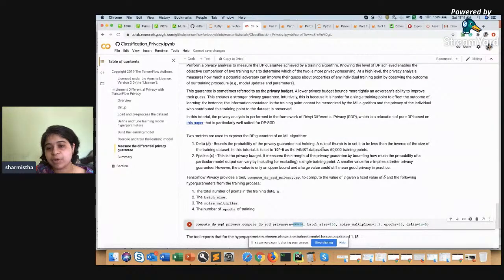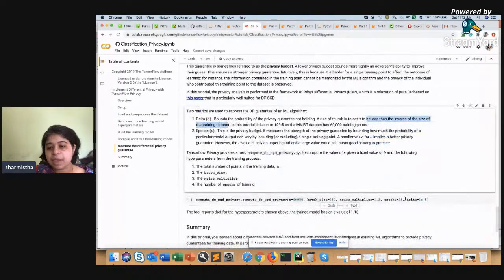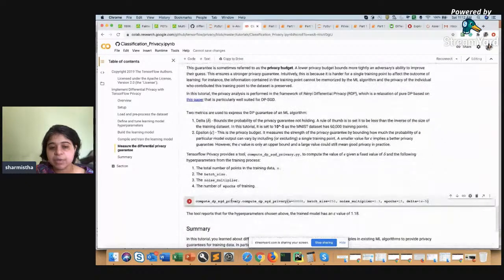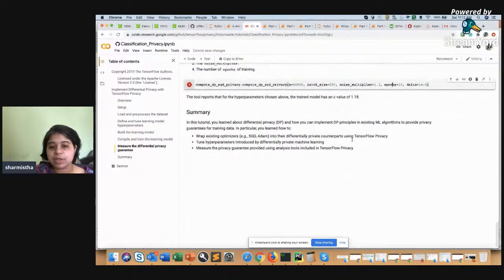It is used to be less than the inverse size of the training data set. So remember, that is how you set the delta. They have taken 10 to the power minus 5 for delta, and there is the epochs too. So that's how it computes the privacy budget. The epsilon value is 1.18.